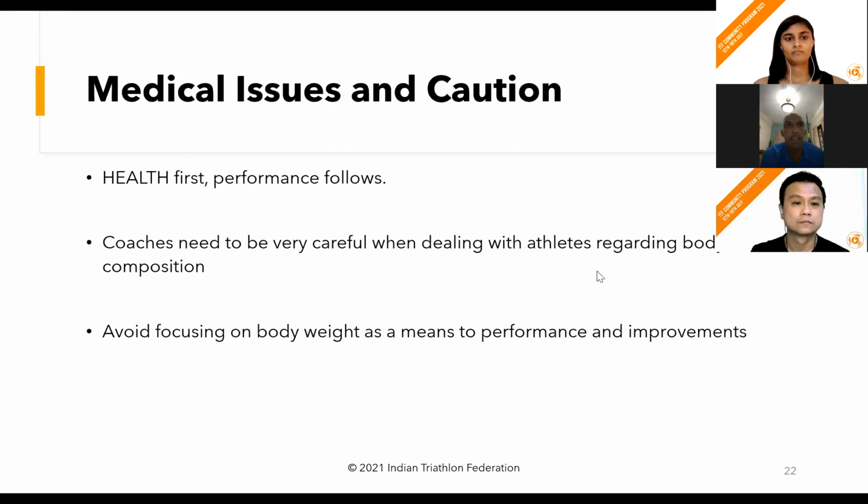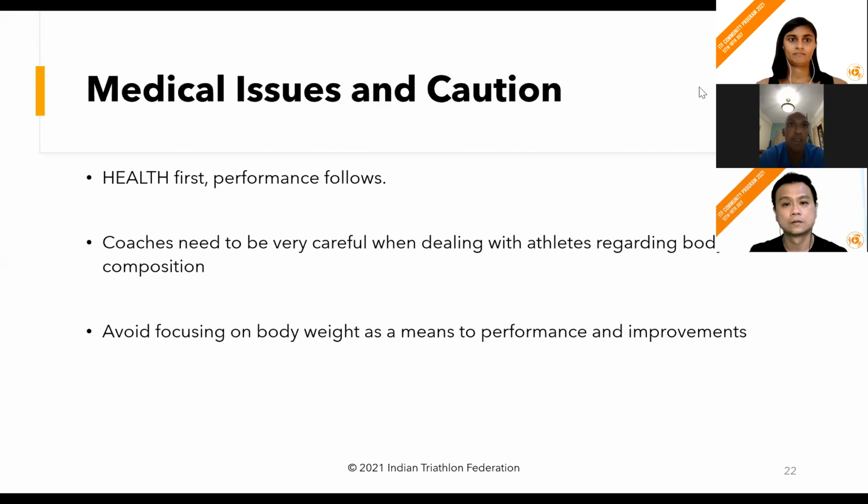Again, this is very, very important, especially dealing with young adults and parents and coaches. Be very, very careful how hard you push your athletes. You don't want to break them down every single session. You have to keep in mind that the athlete's health is of prime importance first. If they're healthy, obviously performance will follow.